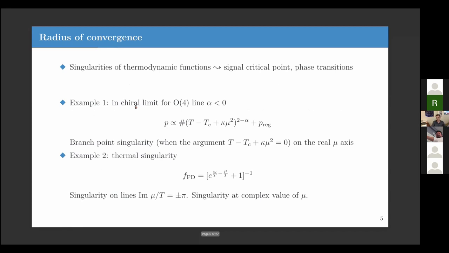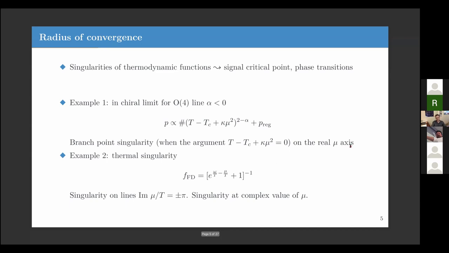So the singularities of the thermodynamic functions are actually interesting. Those might signal the location of the critical point and phase transition. And this is why we always try to learn things about the singularities of thermodynamic functions. So for example, in the chiral limit, we expect that there will be a branch point singularity, which is located at the chemical potential defined by this equality over here. And this singularity will lie on the real chemical potential axis, okay?